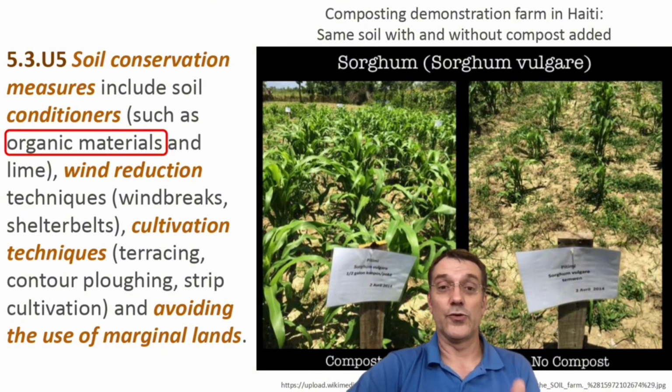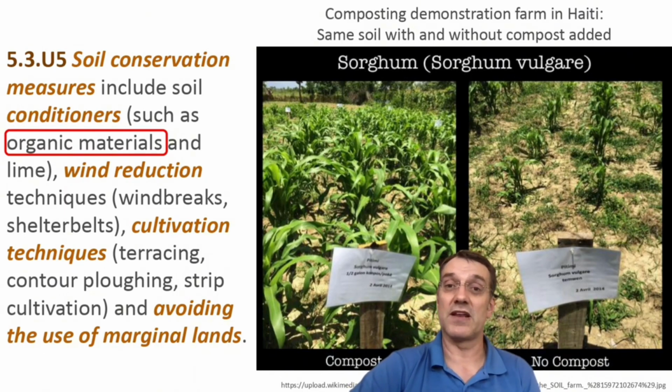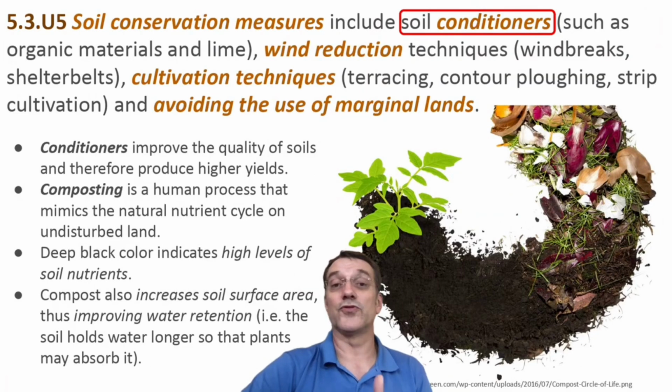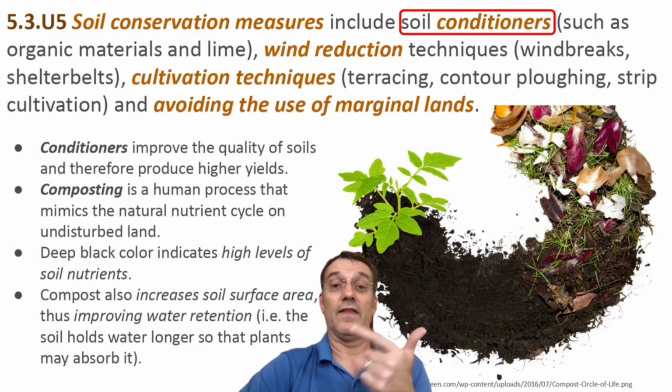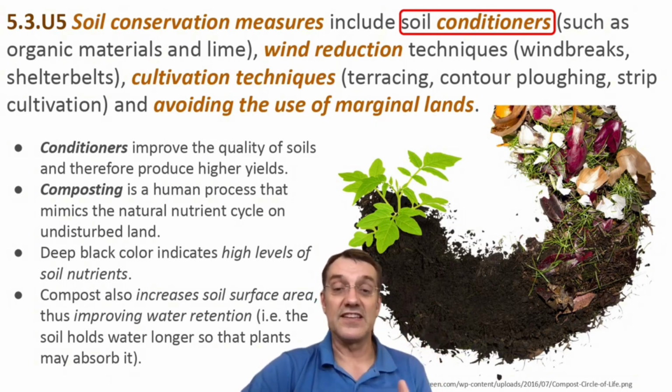On the left, you can see healthy sorghum that's growing in composted soil. But on the right-hand side, all the plants are stunted because that soil hasn't been treated and it doesn't have nearly as many nutrients, and it doesn't have the compost's ability to hold on to more water and make it available for the plants. Soil conditioners improve soil quality in several different ways. They enhance nutrient content, they increase the soil surface area, and they improve water retention. The deep black color of well-composted soil indicates high levels of organic matter and nutrients that are available to plants.